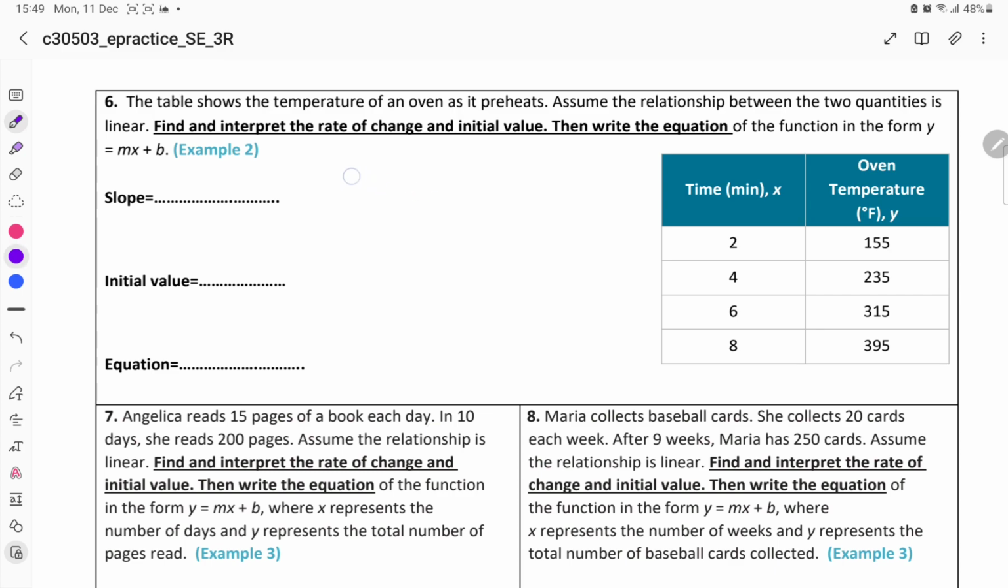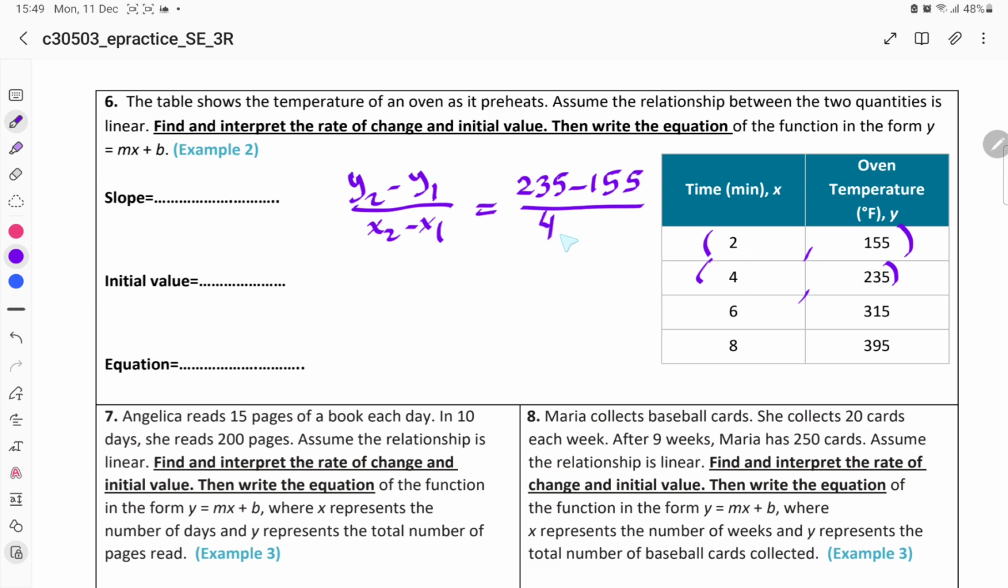Slope, again, is y2 minus y1 over x2 minus x1. Pick any two points. For example, this is the first point and this is the second point. So y2 minus y1 is 235 minus 155, over, since I started with 235, I must start with 4.